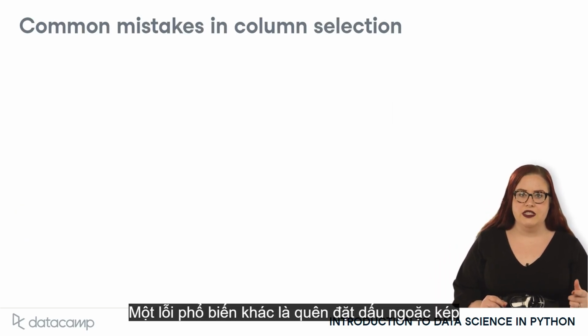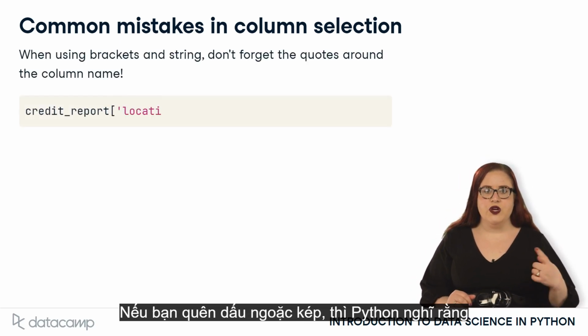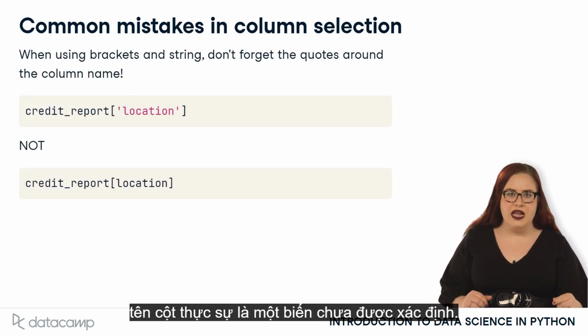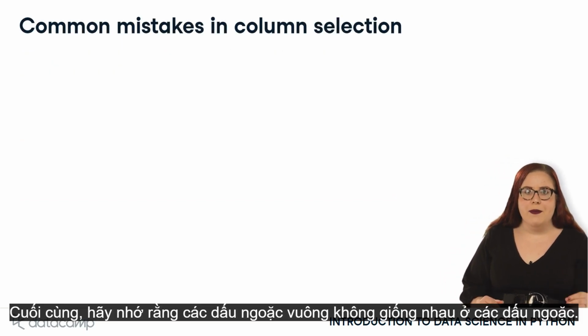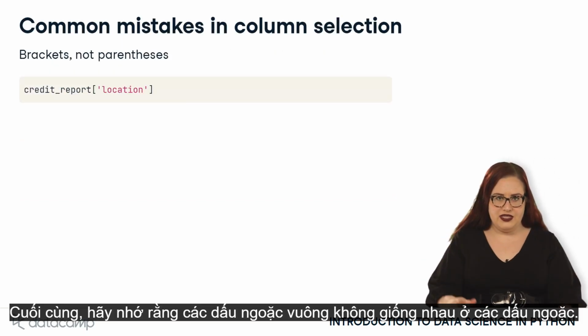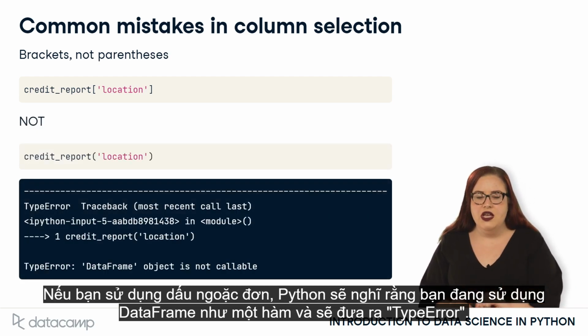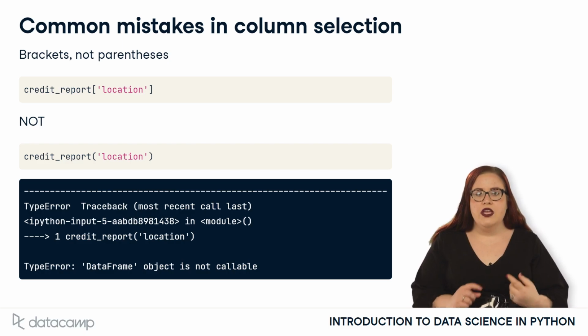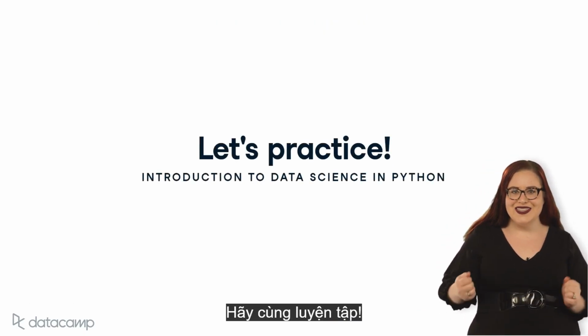Another common error is forgetting to put quotation marks around the column string when using brackets and string notation. If you forget the quotation marks, then Python thinks that the column name is actually a variable that hasn't been defined yet. Finally, remember that square brackets are not the same as parentheses. If you use parentheses, Python will think that you're using the data frame as a function and will give a type error. You've learned how to select columns from a data frame, and you're ready to deal with any errors you might encounter. Let's practice.